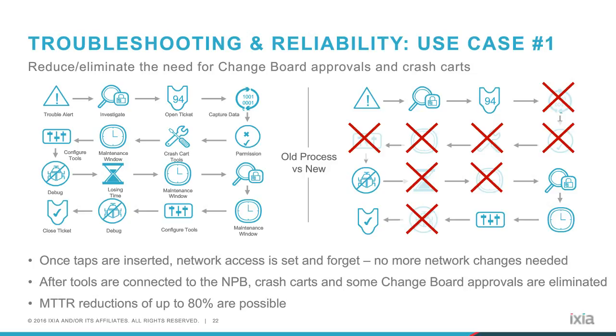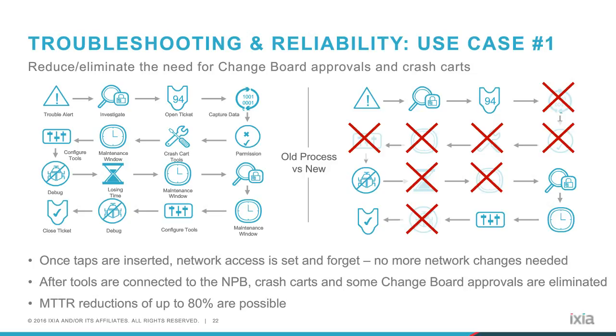On the right side, you can visualize where the effort gets cut. Unless you're touching a mission-critical component, you skip the change board approval, go straight to debugging. No crash cart or maintenance window needed. Isolate the problem, and if you need to touch the network as you find that out, then follow your change board and maintenance window policies for the final fix.